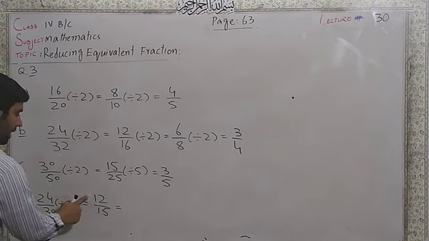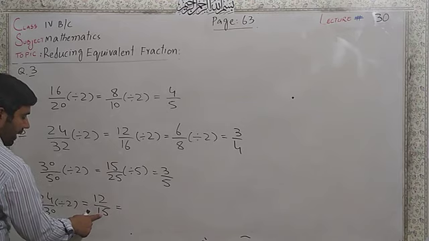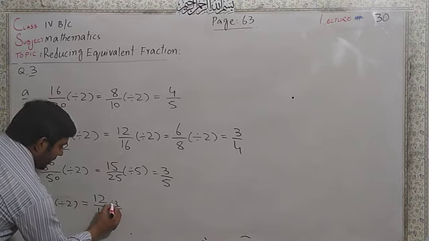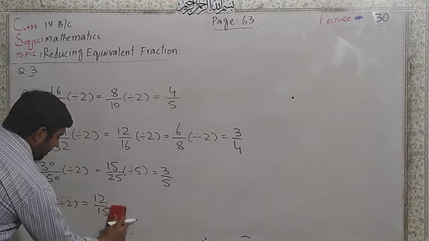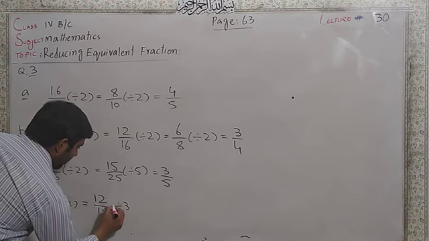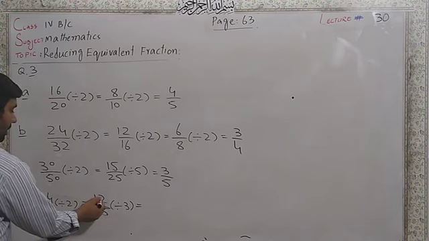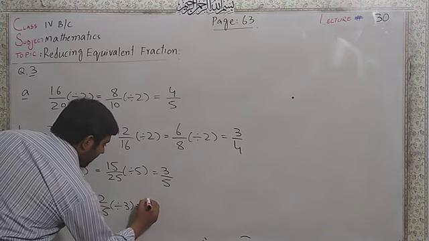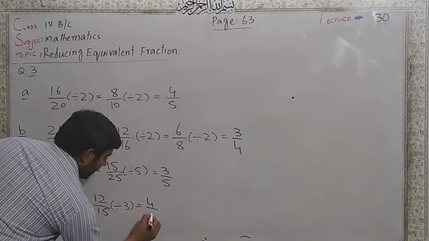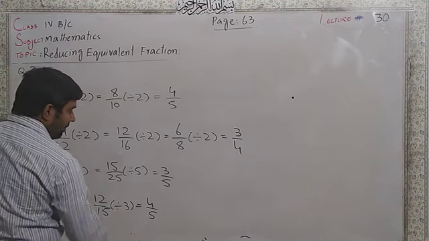Here we can divide 12 by 2, but we cannot divide 15 by 2. So we'll see the table of 3. We can divide by 3. Table of 3 goes on both numbers. 12 divided by 3 will be 4 and 15 divided by 3 will be 5. And here we cannot divide more by any number.